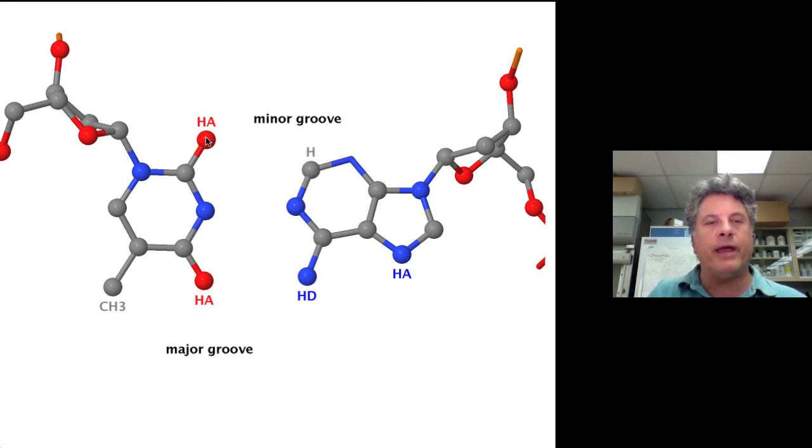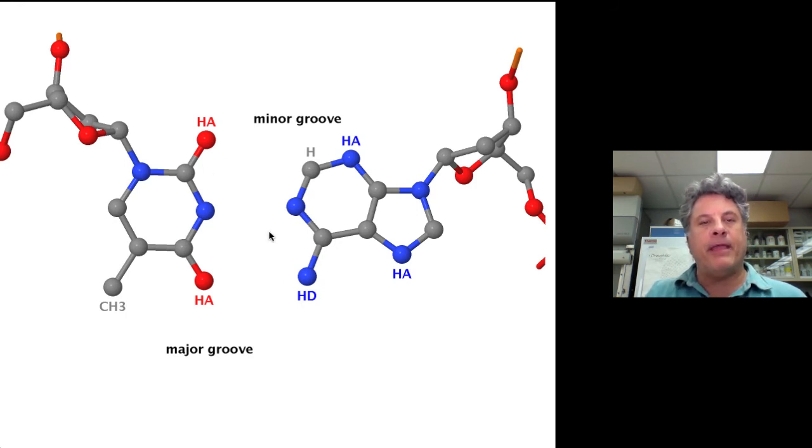So we have CH3, hydrogen bond acceptor, hydrogen bond donor, and acceptor. Whereas in the minor groove, we have hydrogen bond acceptor, just a hydrogen atom on this carbon here, and a hydrogen bond acceptor. That is, in terms of the symmetry, we have symmetry of the atoms in the minor groove that are available to be recognized by interacting proteins. Whereas in the major groove, there is a pronounced asymmetry.